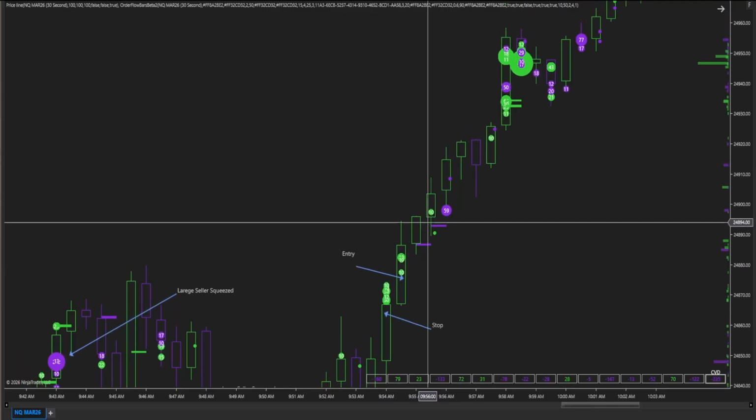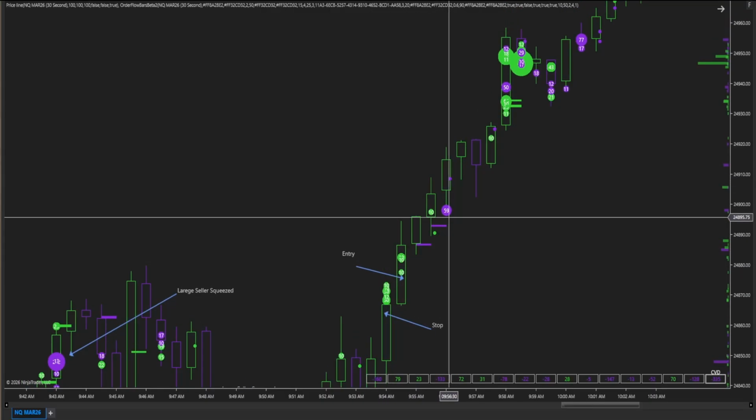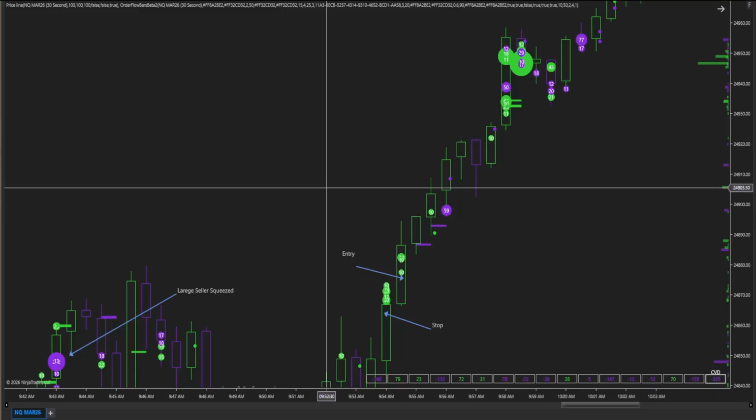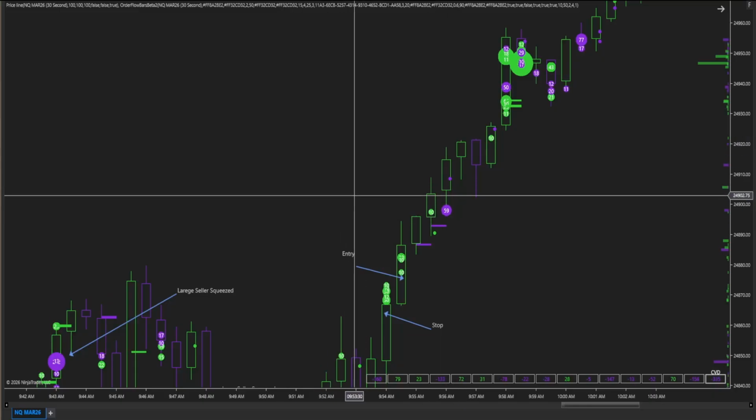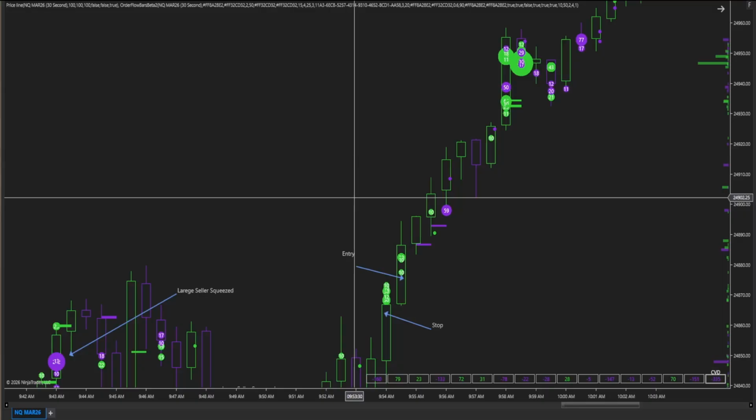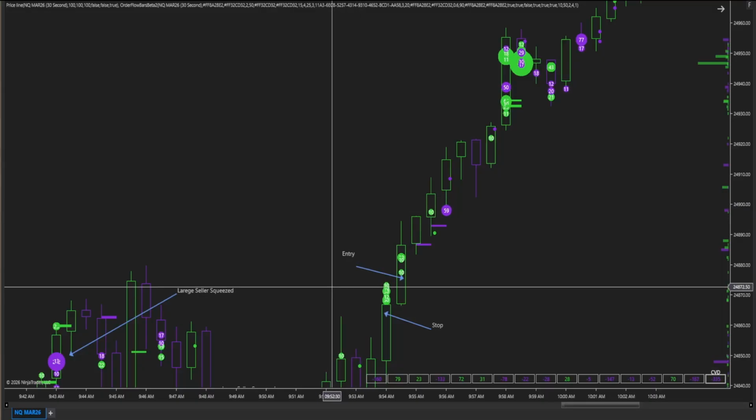Now, once we started popping, I did not see my entry on the chart because I had this chart set to Sim 101, but my hotkey was in my funded account. So it is what it is. It could have been another $1,000 day for me, but who cares? We'll just move on. Tomorrow's another day.